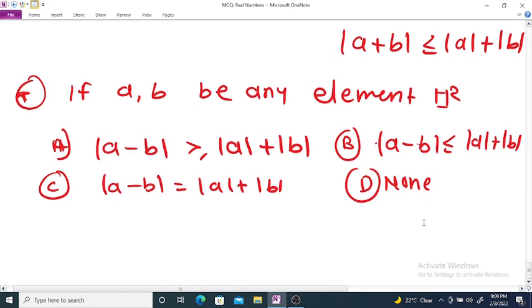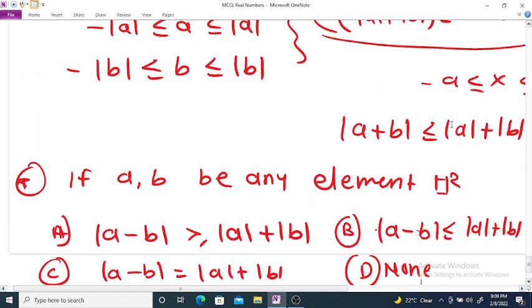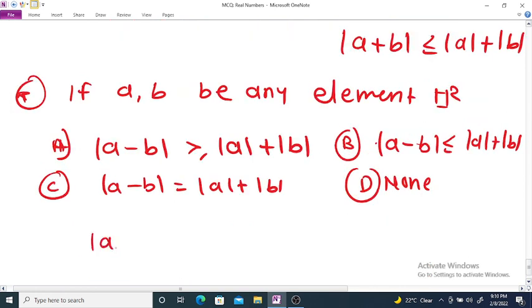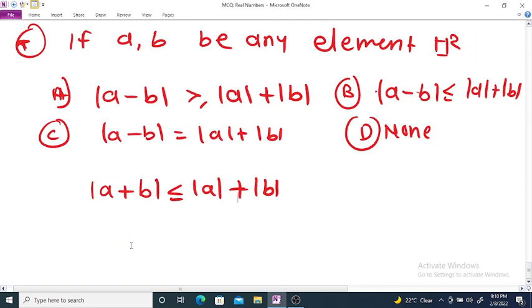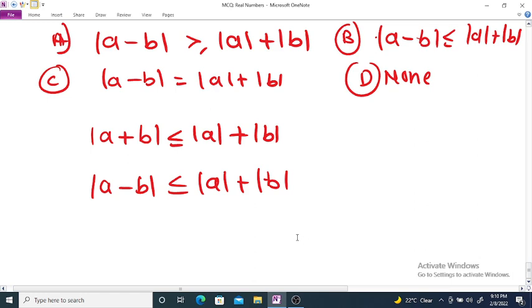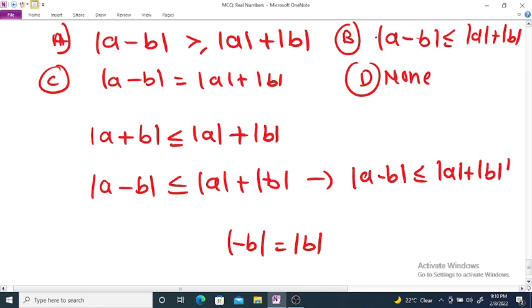If A and B are any real numbers, then by using the previous inequality, from the triangle inequality we know that the mod of A plus B is less than or equal to mod of A plus mod of B. So in this inequality, if we replace B with minus B, then mod of A minus B less than or equal to mod of A plus mod of minus B. But mod of minus B is the same as mod of B. From this we can write mod of A minus B less than or equal to mod of A plus mod of B, and hence the correct option is option number B.